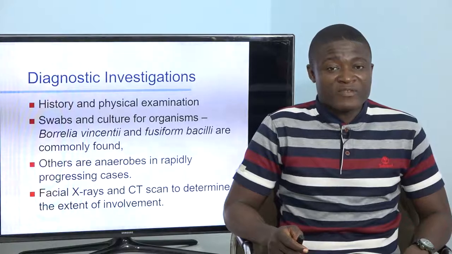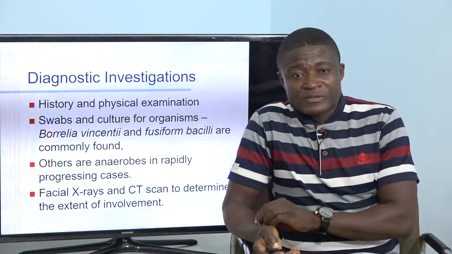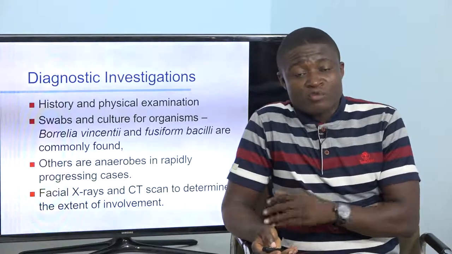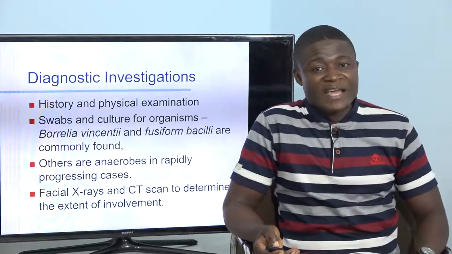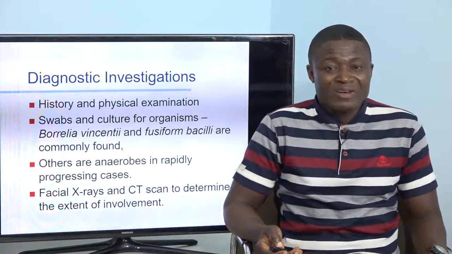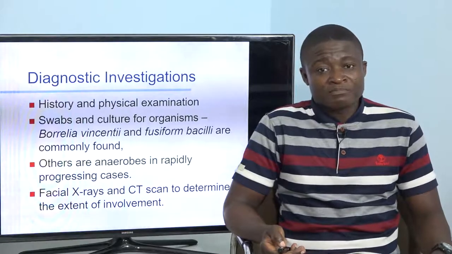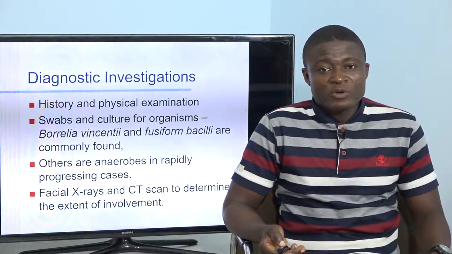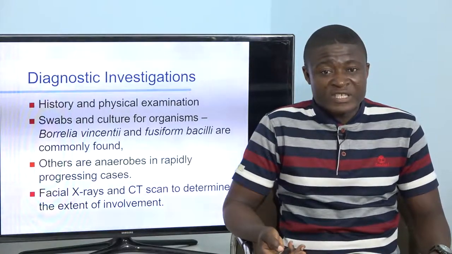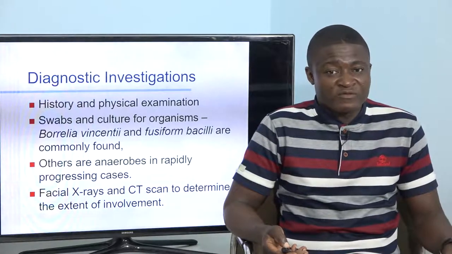The second diagnostic investigation will be swabs and culture for organisms. So we want to take a swab at the site where the ulcer is, take it to the lab, and then they will do culture. The culture will identify the organism, and then we can also do sensitivity to be able to test to see which antibiotics the organisms are responsive to.